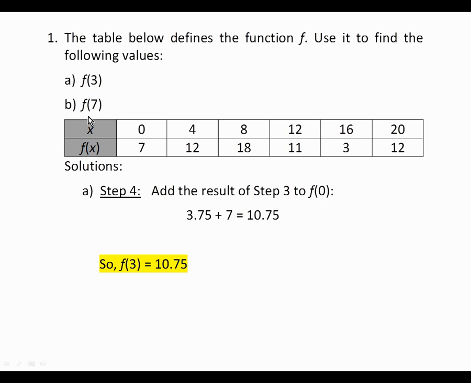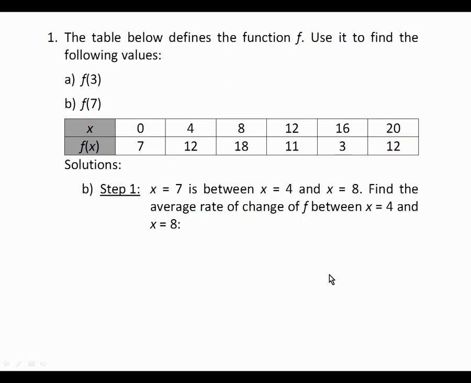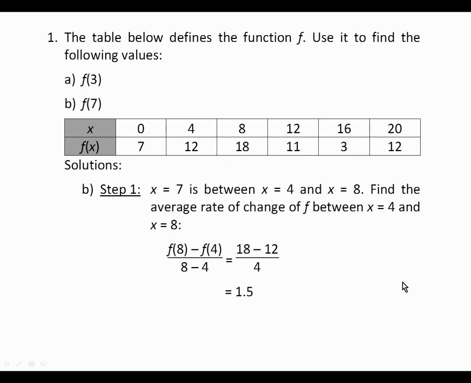Part B, we're doing f of 7. Okay, for step 1, notice 7 is first between 4 and 8. So I'm going to find the average rate of change between x equals 4 and x equals 8. So I'm looking at f of 8 minus f of 4 over 8 minus 4. Okay, 8 minus 4 is 4. So I'm going to have 18 minus 12 in the numerator. 18 minus 12 is 6. 6 over 4, I get 1.5. So there's step 1.